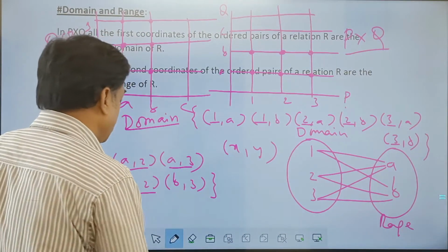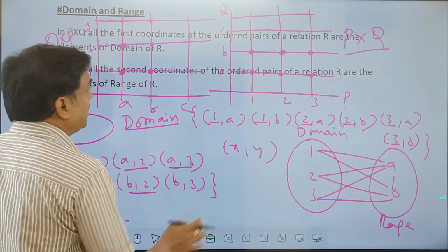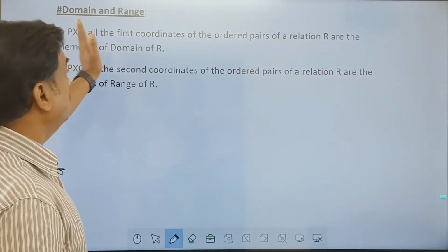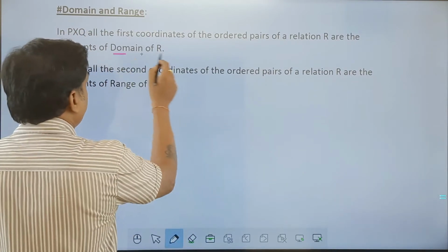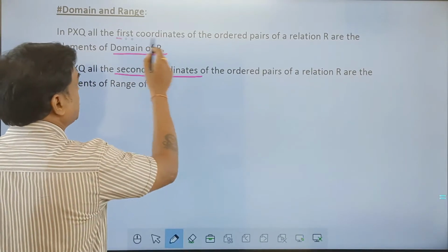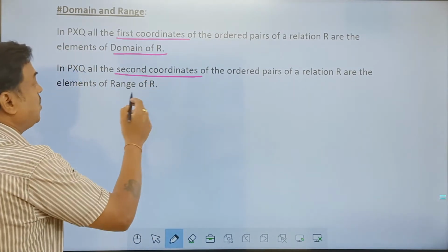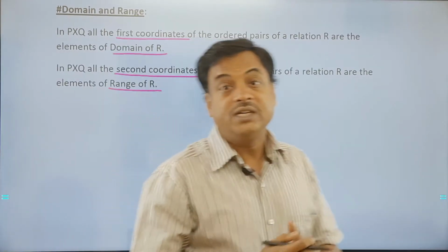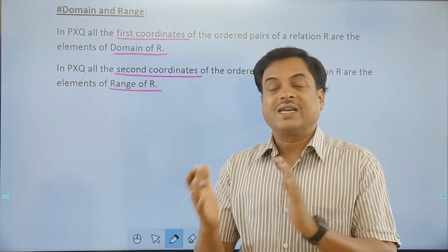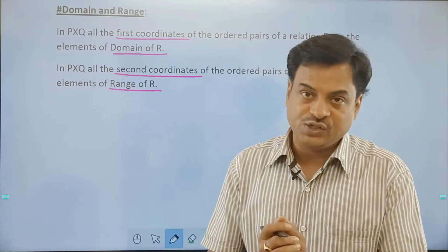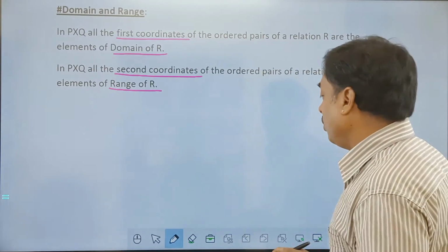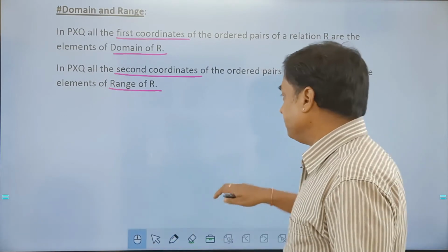So the two definitions here. Now you can see a clear definition of domain and range, what it says. In the Cartesian product of P and Q, all the first coordinates represent the domain of the relation, and the second coordinates represent the range of the relation. So the first coordinate represents the domain of the relation R, the second represents the range of the relation R. So we all understand what is domain and range now. Let us move on to another one. Next definition here.